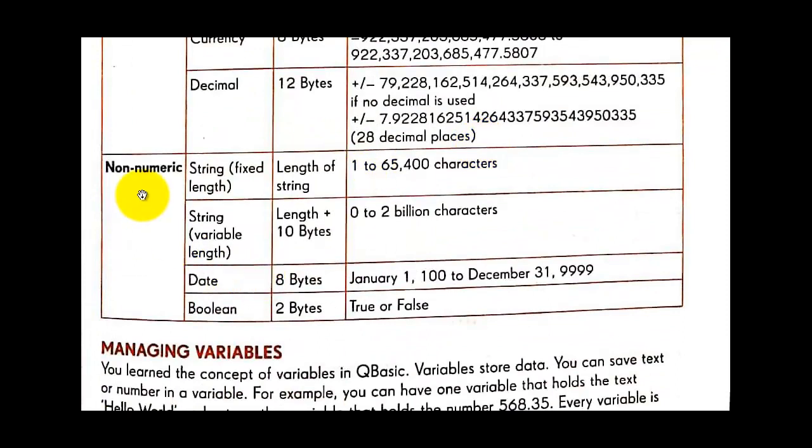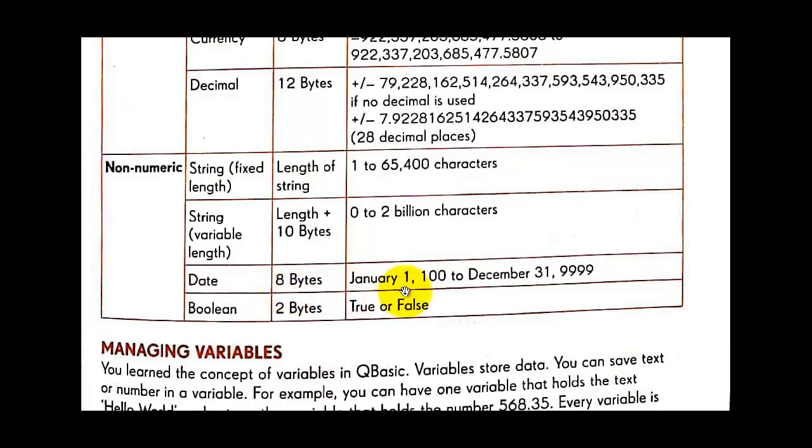And for non-numeric, there is string. Fixed length string ranges from 1 to 65,400 characters. String variable length is length plus 10 bytes, that is 0 to 2 billion characters. When you write that, it occupies 8 bytes.